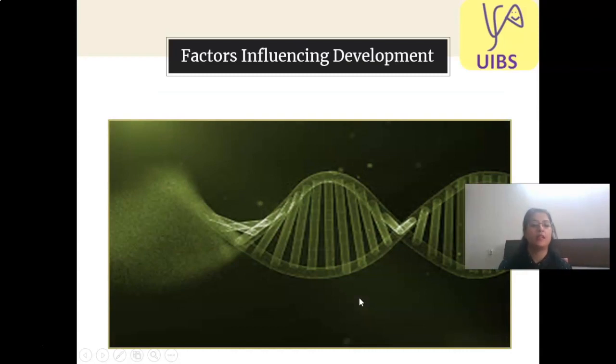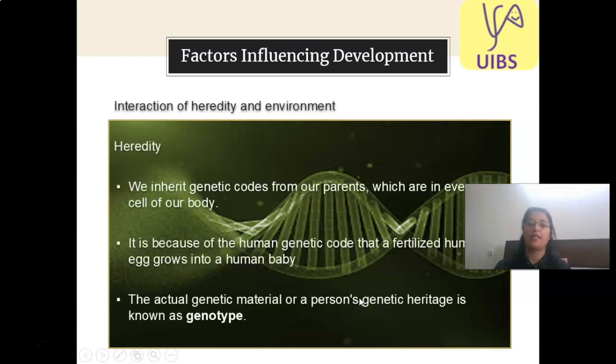Now let's understand how different factors influence our development. Like I said, there will always be an interplay in the interaction of hereditary factors as well as your environment. Now when we talk about hereditary, we inherit genes from our parents which are present in all the cells in our body. So even when a fertilized egg is growing in a human body, there is a genetic code in it. So we receive this genetic material from our parents.